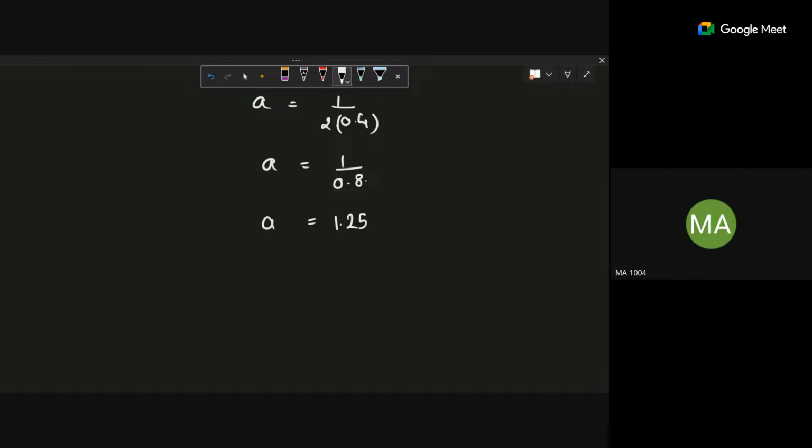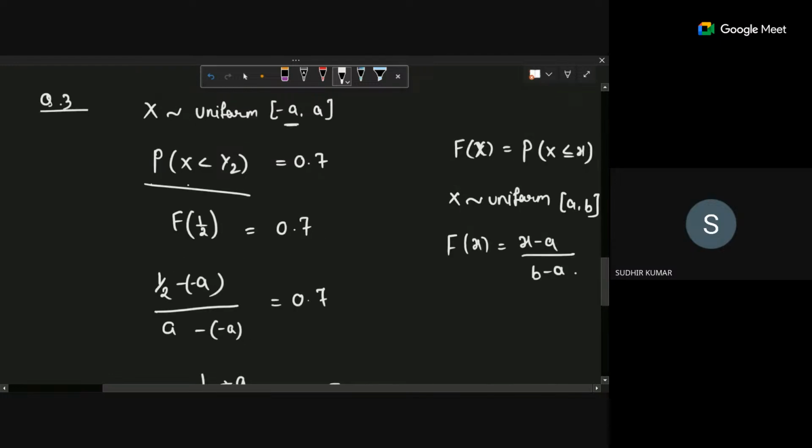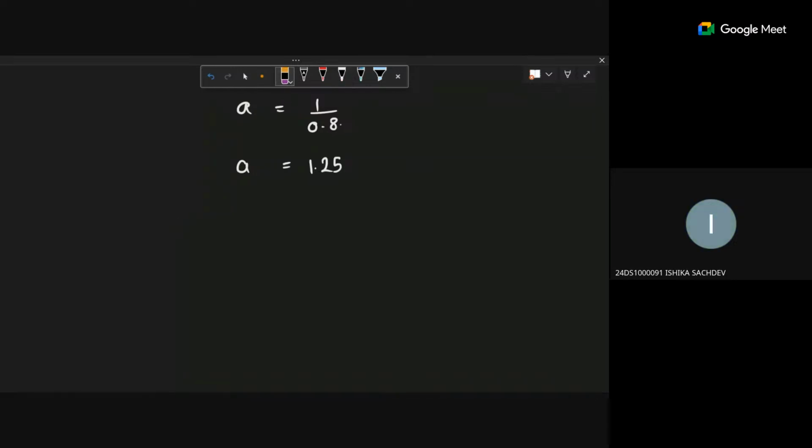Okay, so that was all. One more thing: we can find the PDF and integrate in the range minus a to 1 by 2 and equate it to 0.7. That is also the CDF only. When you integrate it, can you do it that way once?